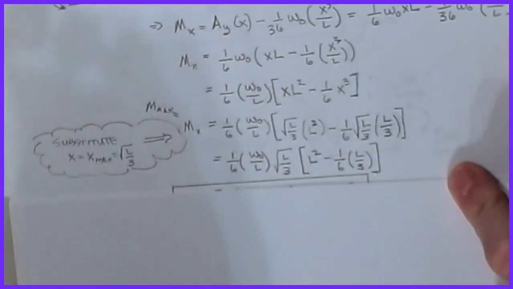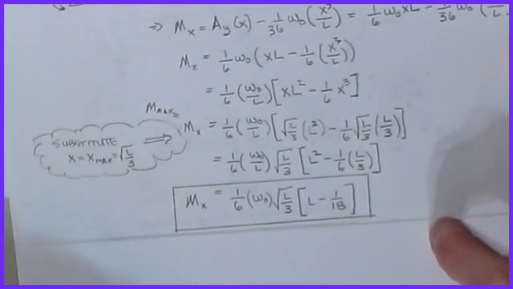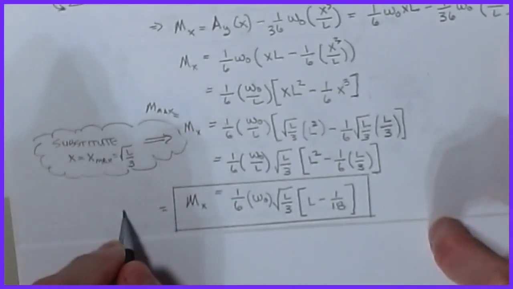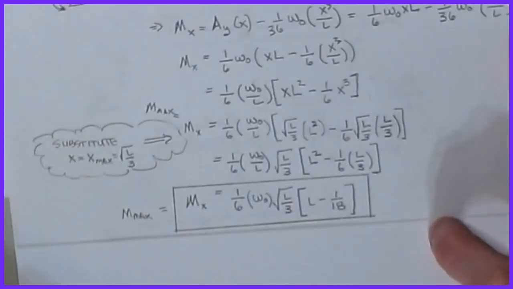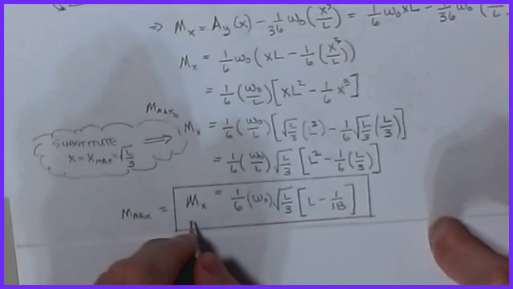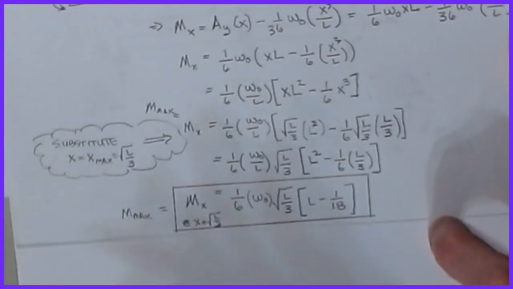That's a squared. We do some algebra, and I end up with an equation that looks like this for the moment. And that's my M max function. So you've got the value of M max, and this is at x equals the square root of L over 3. And that's all there is to it.